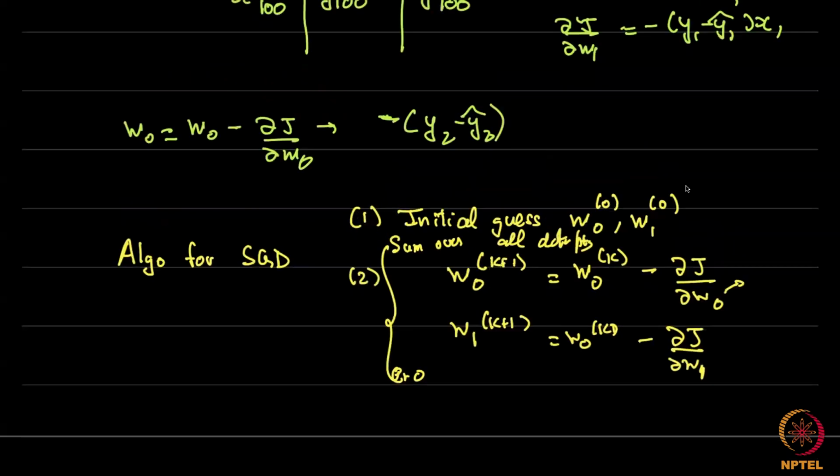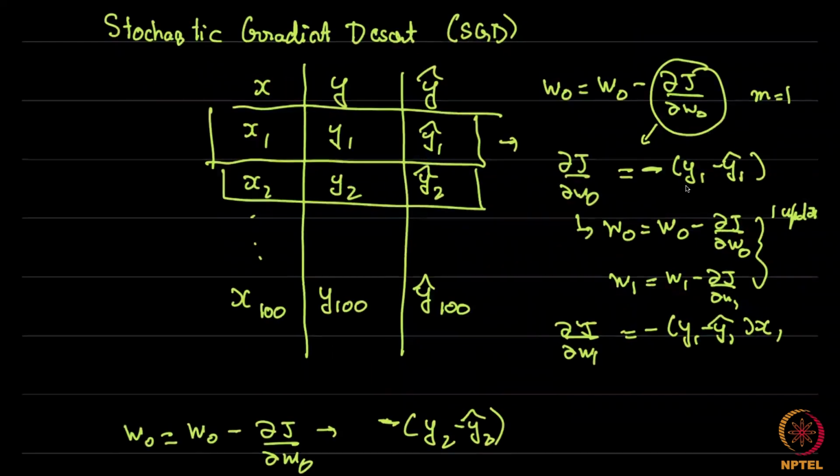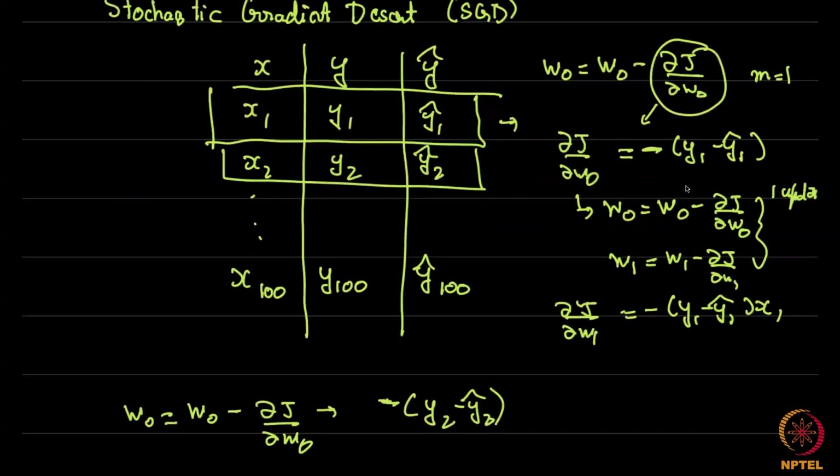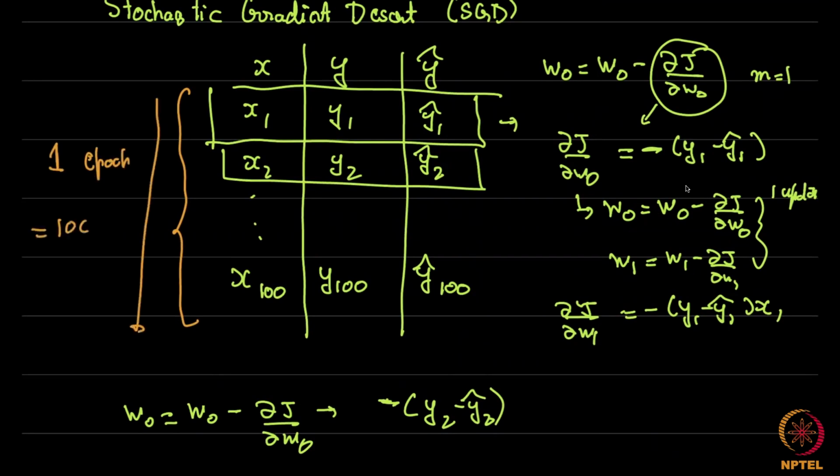What does that mean? It means that I update W0 once here, W1 once here. Once again, I update it here. And by the time I see the entire data set, which I call an epoch, there are a hundred updates. So stochastic gradient descent updates for each data point separately.